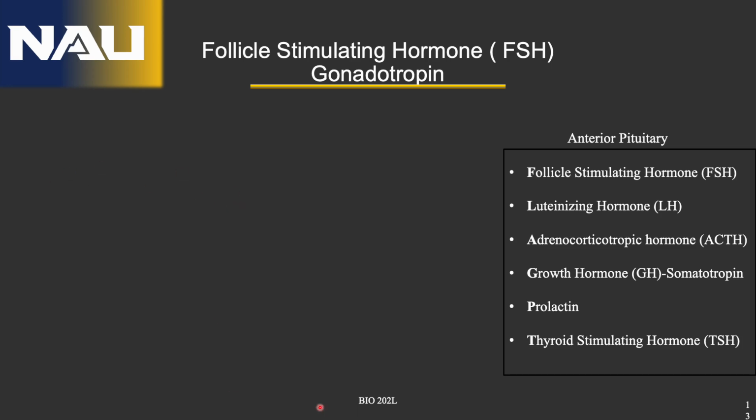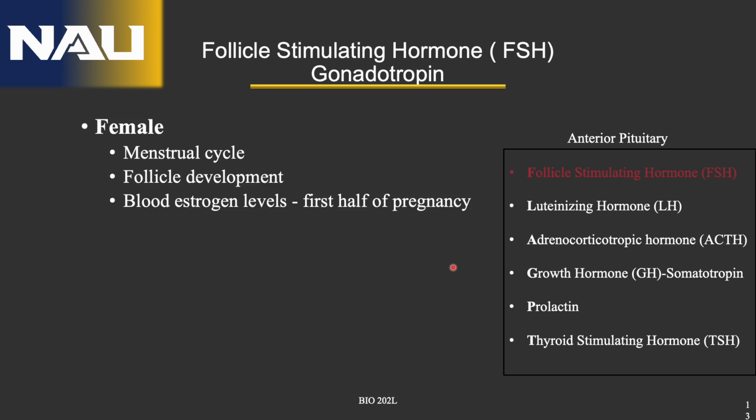Let's begin with the first hormone that the anterior pituitary secretes, the follicle-stimulating hormone. Remember, FLAG-PT. Now, both males and females secrete this hormone. However, the effect of this hormone is different. So for females, we get the menstrual cycle, we have follicle development, and the blood estrogen levels on the first half of pregnancy change. For males, the follicle-stimulating hormone produces sperm in the testicles.